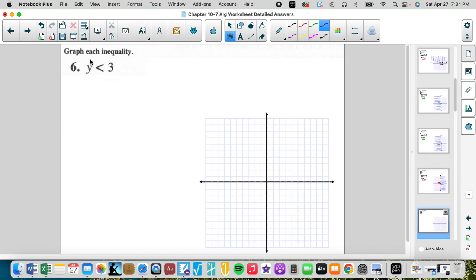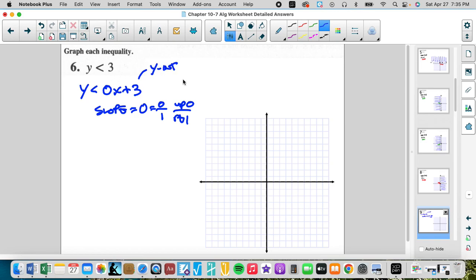Here's another thing we can do when we see this. We can understand that it could be written as 0x plus 3. You see that? We don't see the x, so the slope equals 0, which is 0 over 1, which is up 0, right 1, and 3 is my y-intercept. So at my y-intercept, I can do a 3 open circle, and then we can go up 0, right 1, up 0, right 1, and that tells me that that is my line.